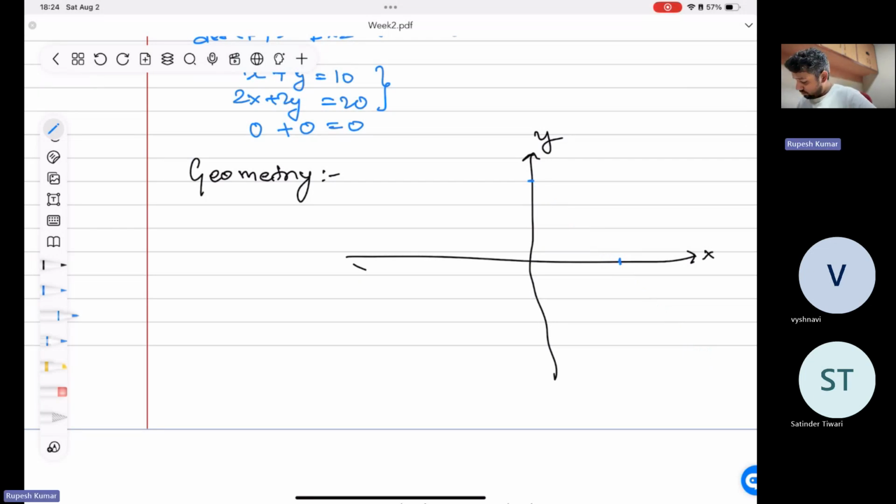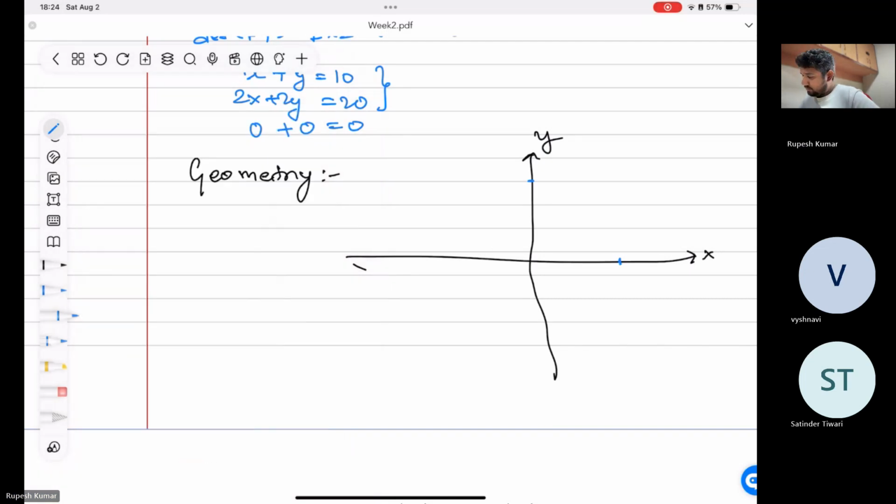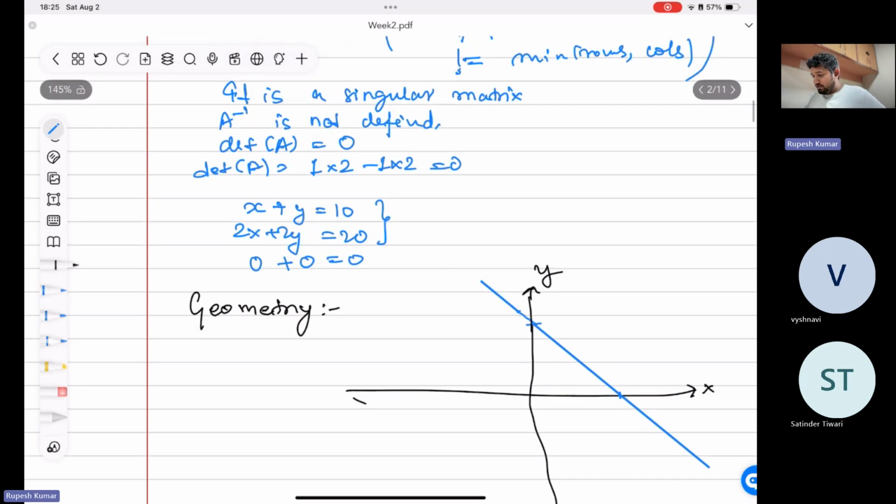Let me try to draw a line, right? So this line would look like this, fine. So this is our first line, right? This is the point 10. Let's try to plot our second point, right?